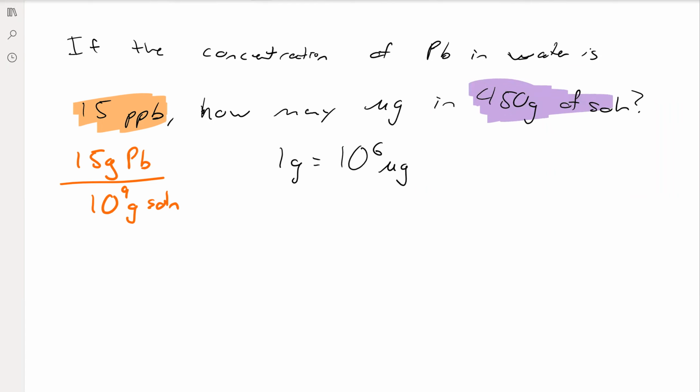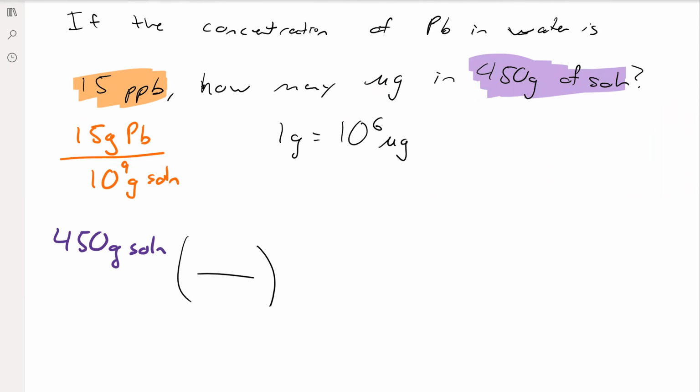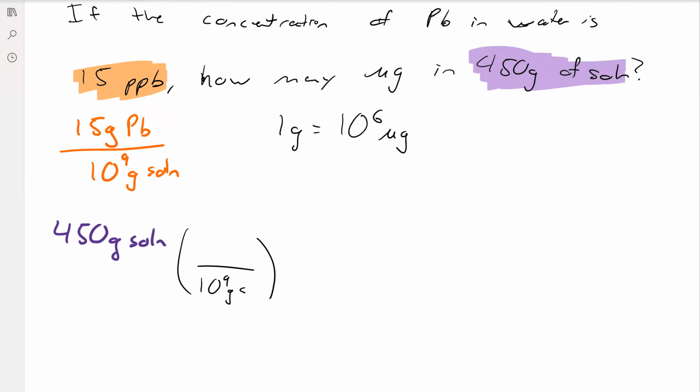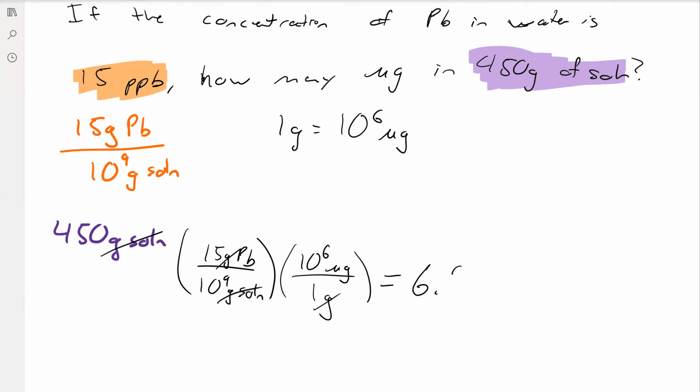We're going to start off with the thing that's not a conversion unit. So that's our 450 grams of solution. And then we're going to use our ppb conversion because we have grams of solution there. So 10 to the 9 grams of solution for every those, you'll get 15 grams of lead. Those go ahead and cancel out. Now we're at grams of lead, but we want to be in micrograms of lead. So since grams is on top, I'll put the 1 gram on the bottom, and then 10 to the 6 micrograms up top. The grams cancel out, and I'm left with 6.8 micrograms of lead.